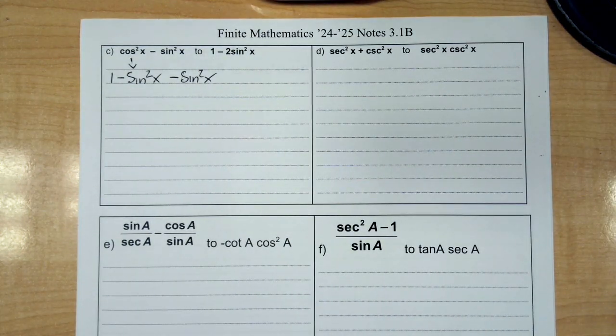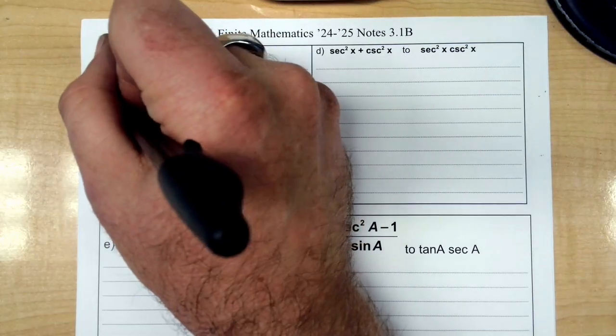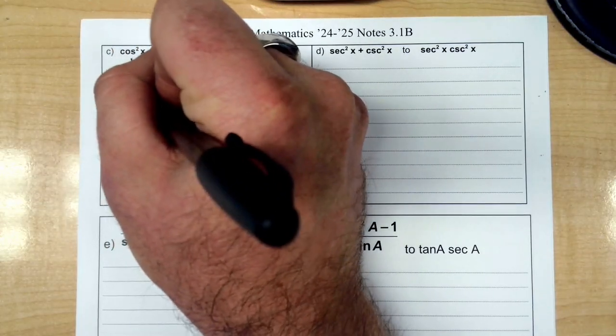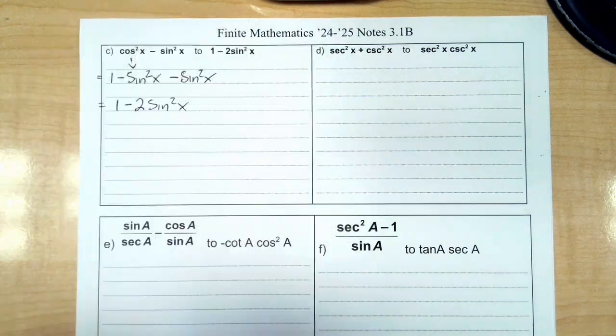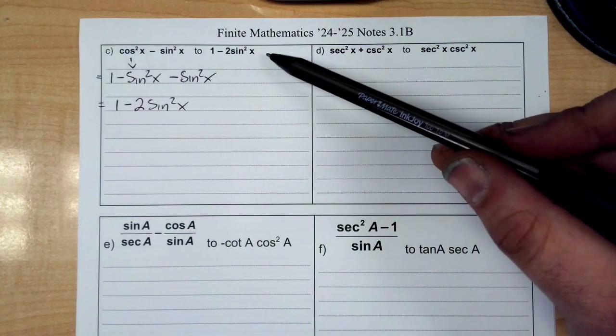And if I have 1 minus a sine squared of x minus another sine squared of x, that means I've really got 1 minus 2 times the sine squared of x. And that was my target.